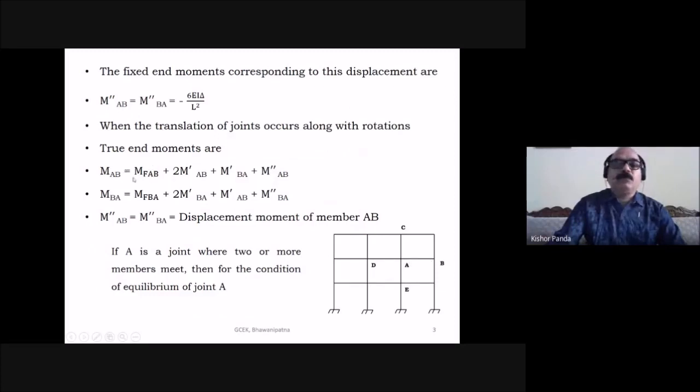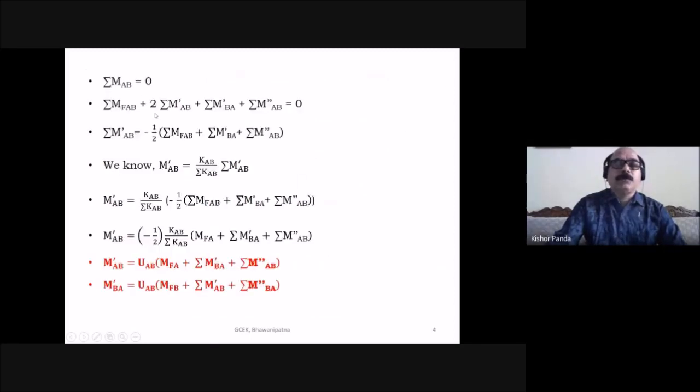So the summation of MFAB is 0, plus 2 into summation of M dash AB is 0, plus summation of M dash BA is 0, plus summation of M double dash AB is equal to 0. Summation of MFAB plus 2 into summation of M dash AB plus summation of M dash BA plus summation of M double dash AB is equal to 0. So if this is your 0, this is also equal to 0. Then you have to find out the near end rotation moment.